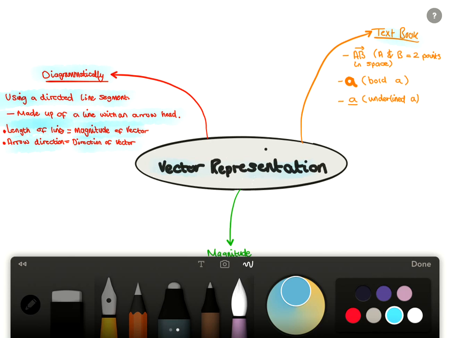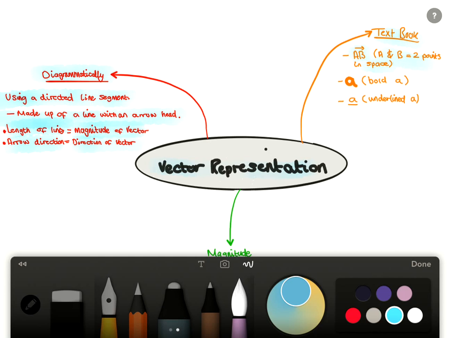Next, we have the representation in textbooks. In a textbook, we can have three different notations. We can have AB with a line on top, where A and B are just two points in space. It could be XY, could be ZX. It's just the two points in space where the vector goes from the first point to the second point. So obviously this goes from point A to point B.